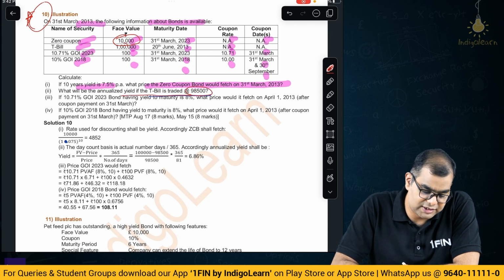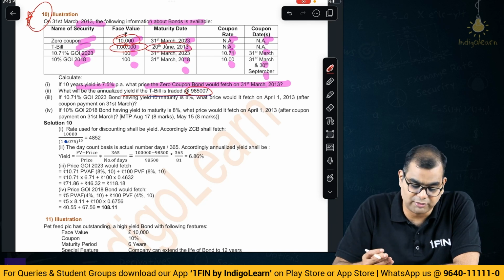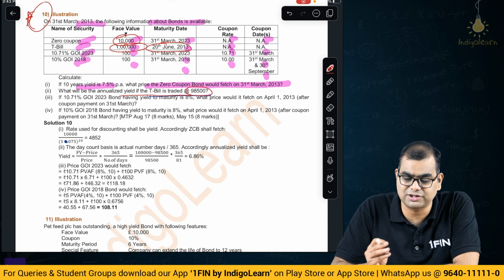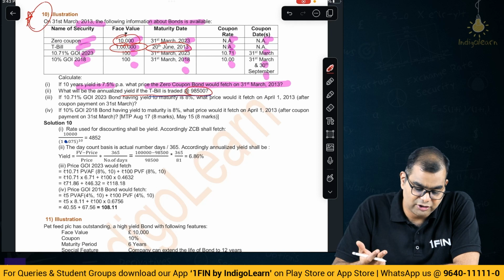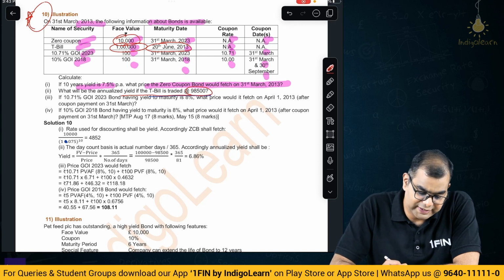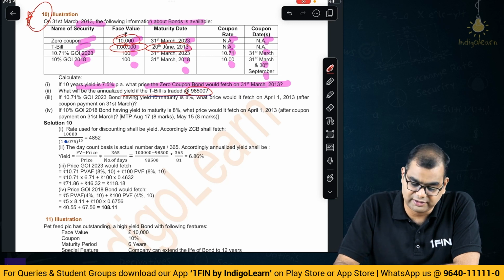So, this T-bill is 1 lakh. Maturity date is 20th June. So, 20th June means how much? And this is 2013. 2013 is not a leap year anyway, so that is irrelevant. They are on 31st March. So, April 30, May 31, that is 61 days, and you have 20th of June, which is 20 days. So, 81 days. For 81 days, currently the T-bill is at 98,500.